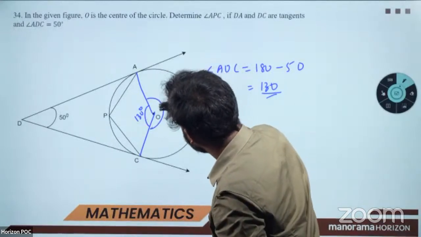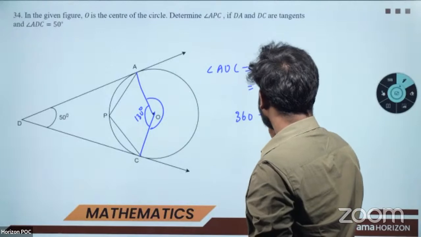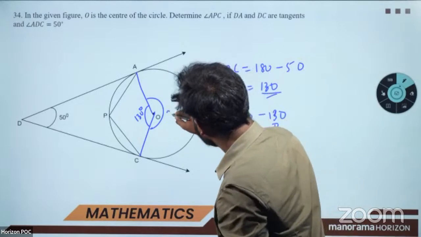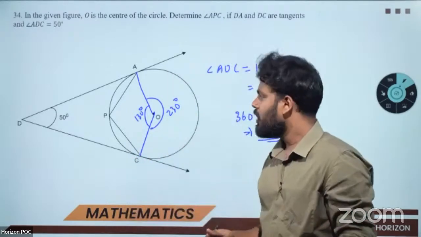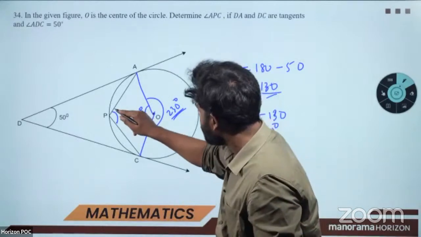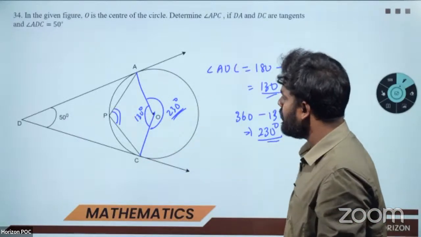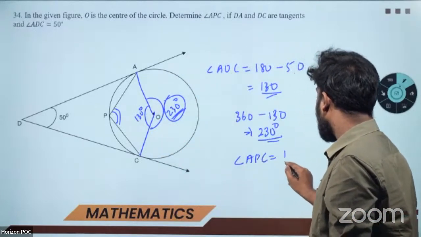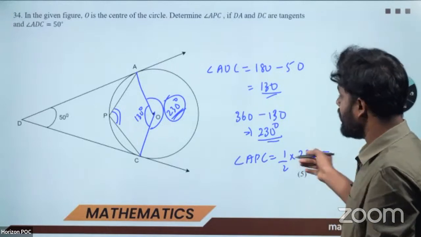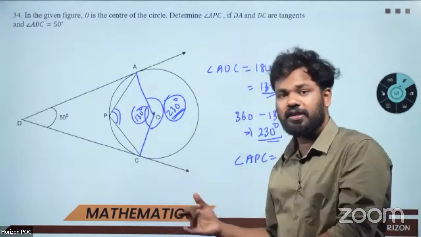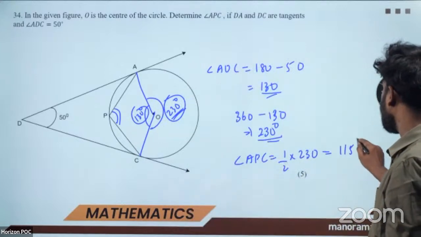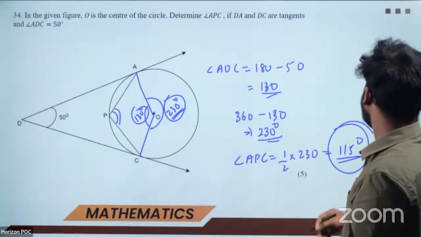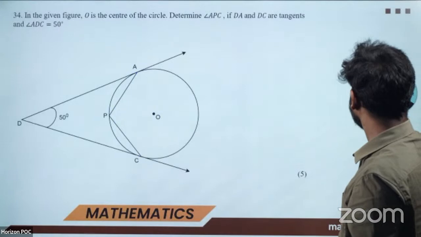If this is 130 degrees, what about this angle? That will be 360 minus 130, that will be 230 degrees. So this angle over here is 230 degrees, the reflex angle of that. If this is 230 degrees, what about this angle? That angle will be what? Half of that 230 degrees. Angle APC can be written as half of that reflex angle, not this 130, this outside reflex 230. So half of 230 is 115 degrees. So angle APC is nothing but 115 degrees. Clear? Moving on to the next one.